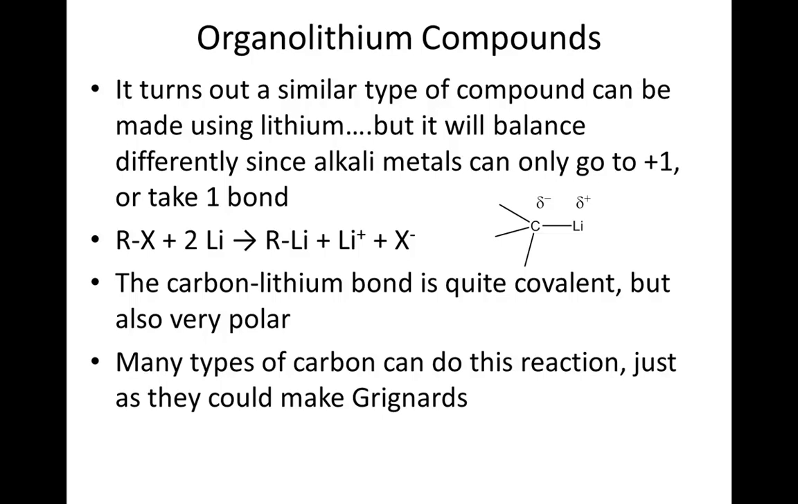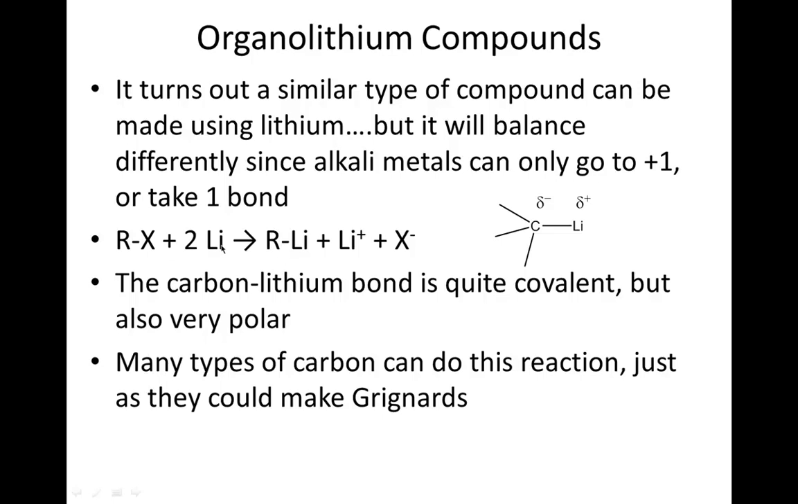But lithium is an alkali metal. It can only go from either 0 or +1 oxidation states. And so that means that if we want to balance the equation and introduce this lithium into our organic molecule, we're going to have 2 lithiums for each organic compound. So here's the balanced equation. One of these lithiums is going to take the place of this halogen, and that's going to change the polarity of the carbon, just like the Grignard did, because now the carbon will have gone from having positive character to negative character once it's associated with that lithium.